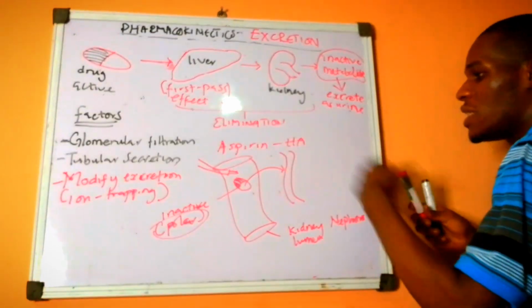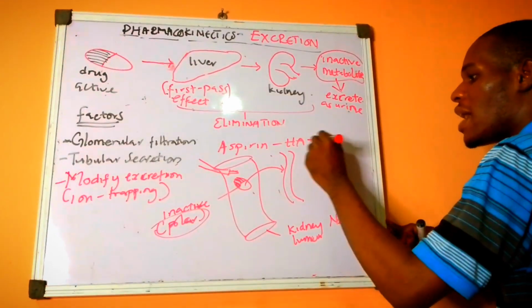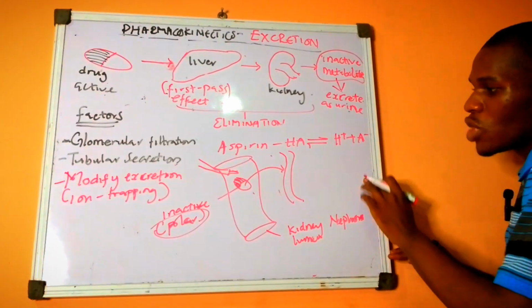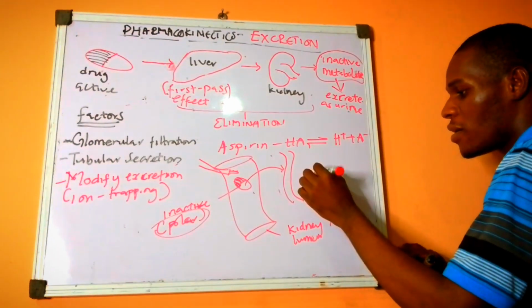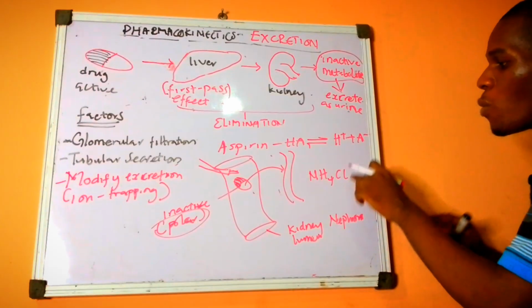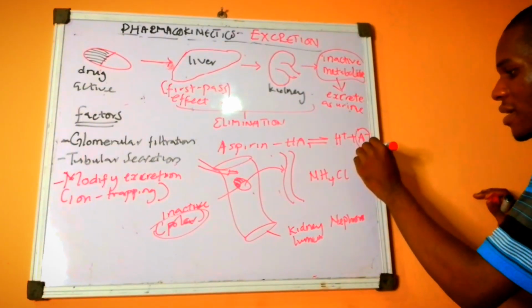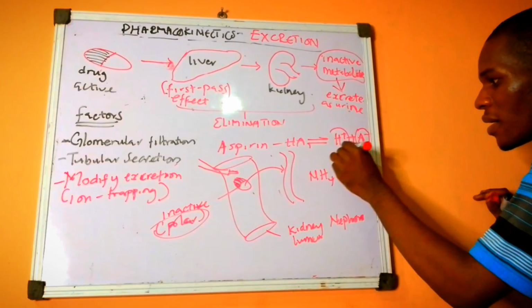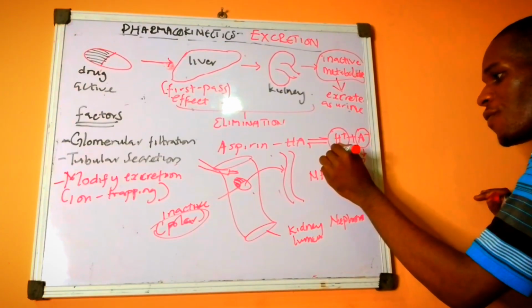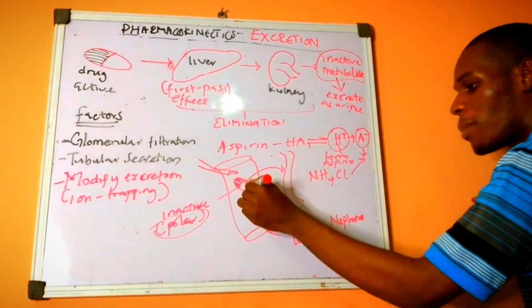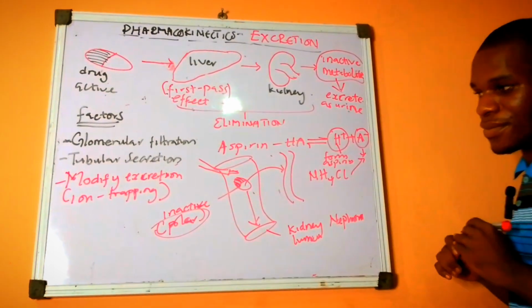So remember that aspirin is a weak acid that ionizes to form H plus and A minus, right? If I give a substance like ammonium chloride, it will provide a basic ion, A minus, that will trap the H plus form of aspirin, ensuring that it is completely excreted.